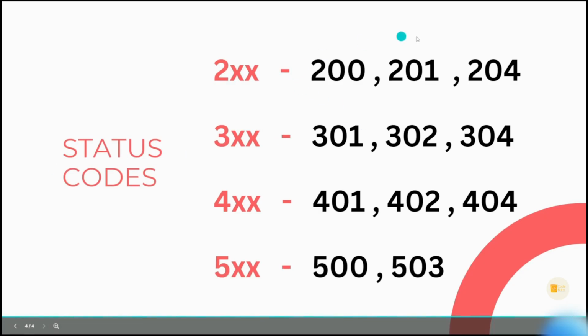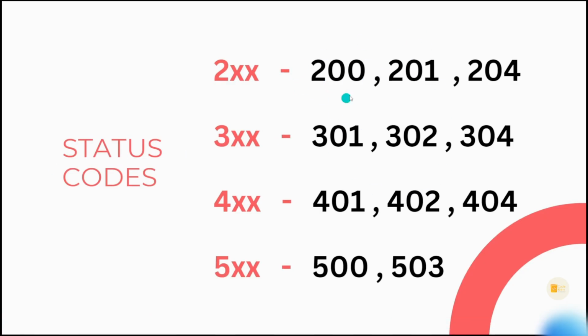So let me just explain them in short very easily. You don't need to remember everything, but very basic ones like 200, 404 and 500 are very useful. Okay, so first of all, if I talk about 200, 201 and 204, that means starting with 2.